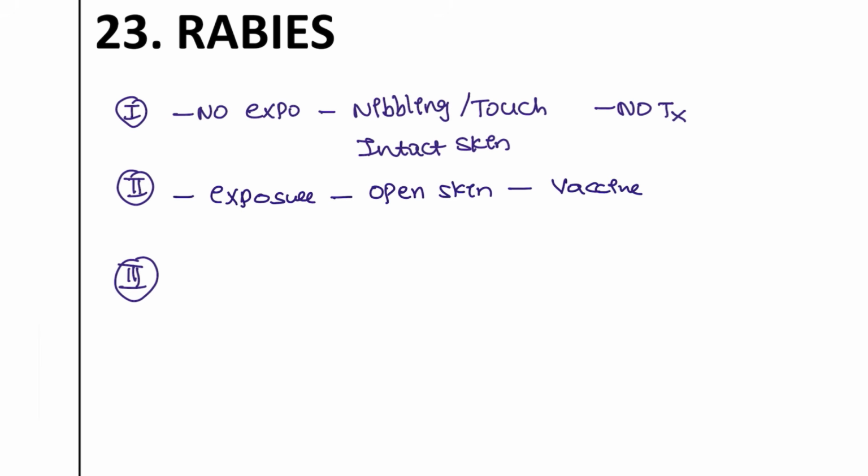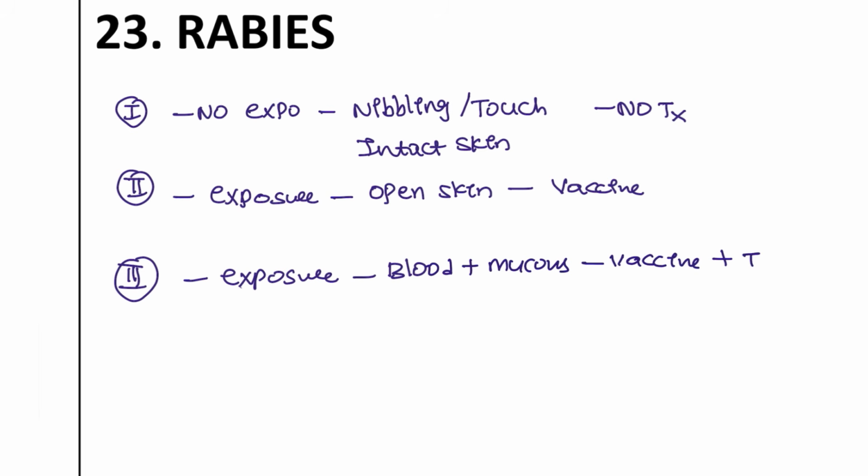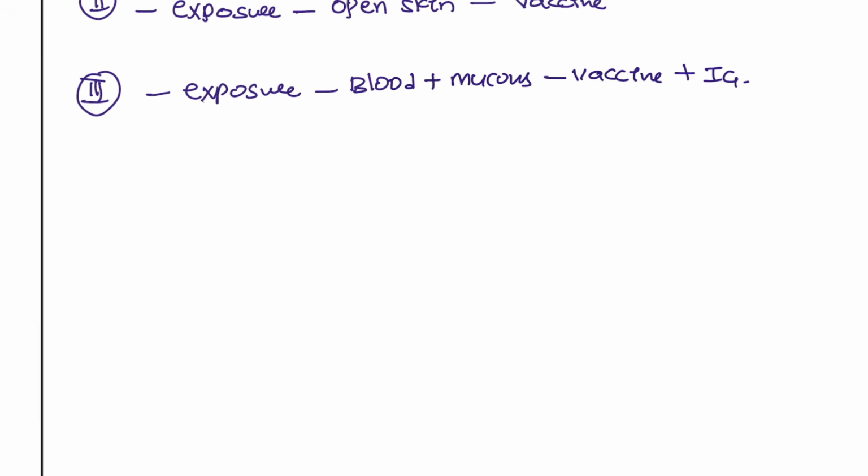Vaccine is fine for this patient. Next, exposure is again present here, but it is actually exposed with the blood or the mucous membranes. And here you have to give the vaccine, and also immunoglobulin is given for this patient. This is the class 3 classification.